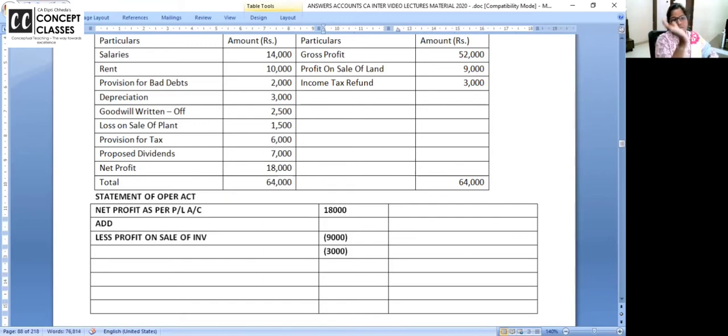3,000 is already credited and that 3,000 effect is there in 18. So for now take it out. Less IT refund, I call it. Income tax refund, something must have come, whatever.